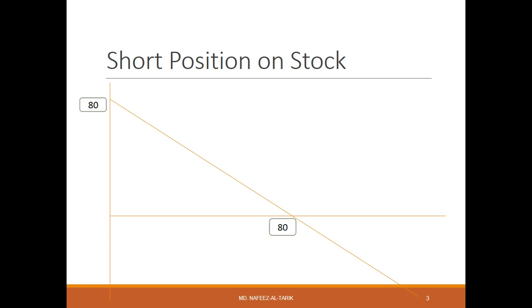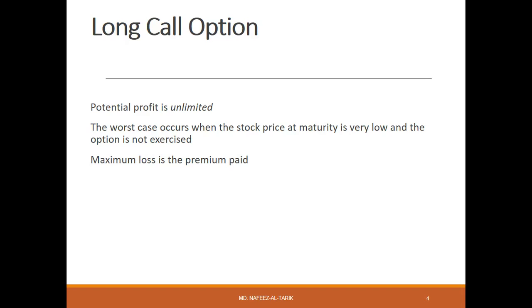When the stock price goes up, you incur loss. So mind it, in a long position, you want the stock price to go up, and in a short position, you want the stock price to go down. That's where the profit comes in. A call option is a contract where the buyer of the option has the right to buy the underlying at a certain price at a certain time. So the buyer of the option has the right, and is not obligated to exercise the option.